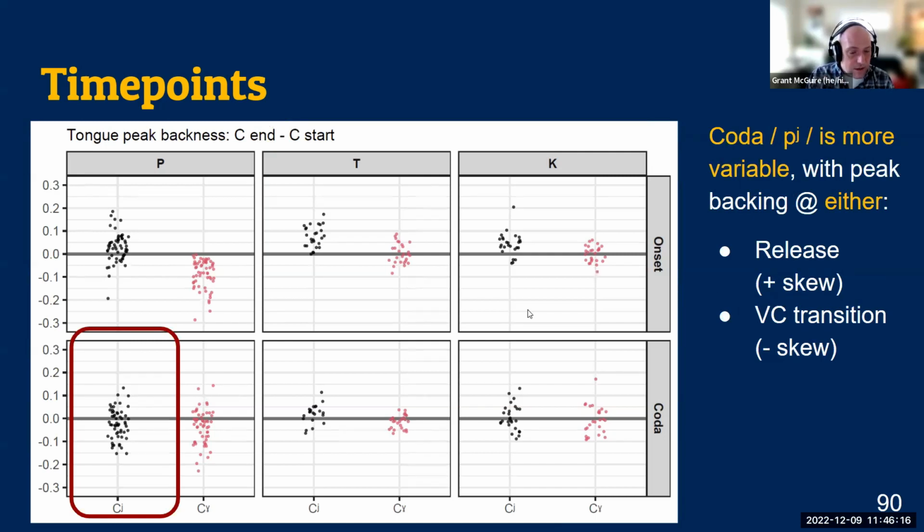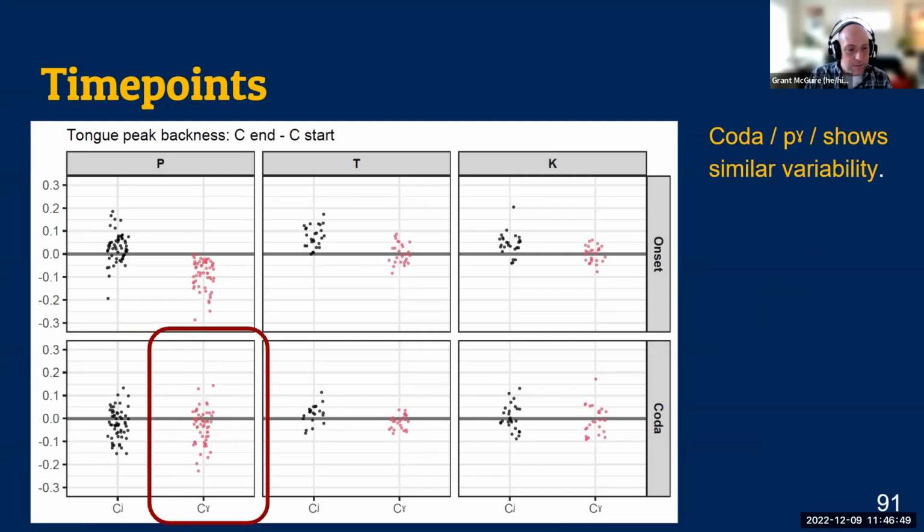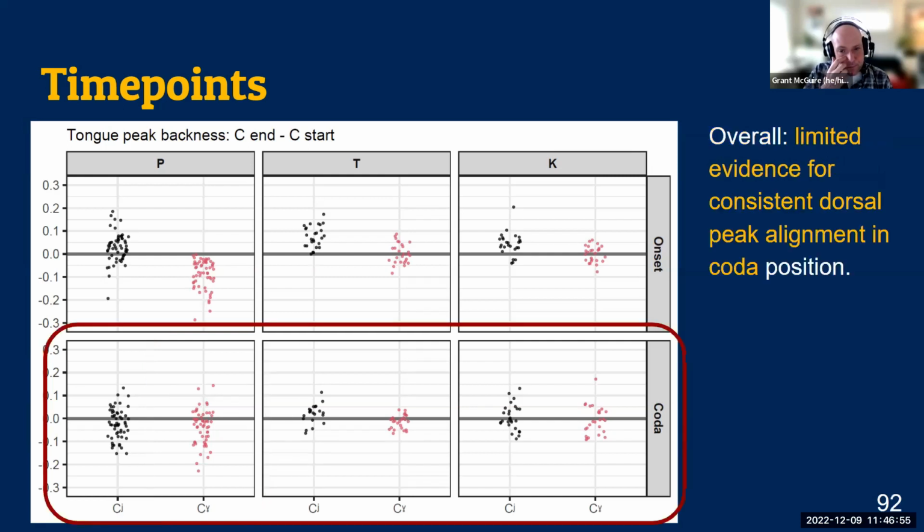Okay, for the codas, notice that basically across the board here, we are not getting this asymmetry. And for the labials, what we're seeing is one, high degree of variability. And again, to the extent that we're getting any skewing, it is perhaps towards the VC transition here. Okay, basically high variability for the labials and the codas. And overall, like I said before, there's limited evidence for consistent dorsal peak alignment in the coda position.